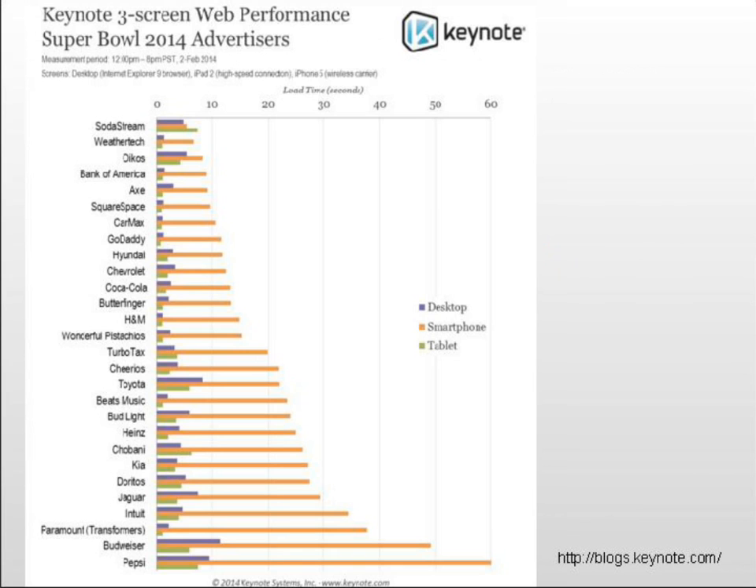But basically, the orange lines are time for a mobile phone. Then you have desktop and tablet. As you can see, for every advertiser, the time for loading the website on a mobile phone is always higher. On some others, it's around a minute. The maximum value here is 60 seconds. So 60 seconds to load a website that was advertised on TV, on the Super Bowl.